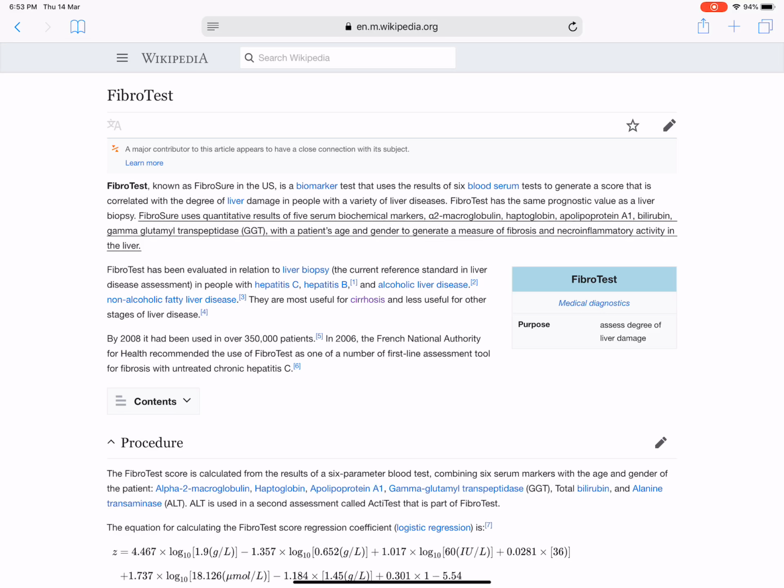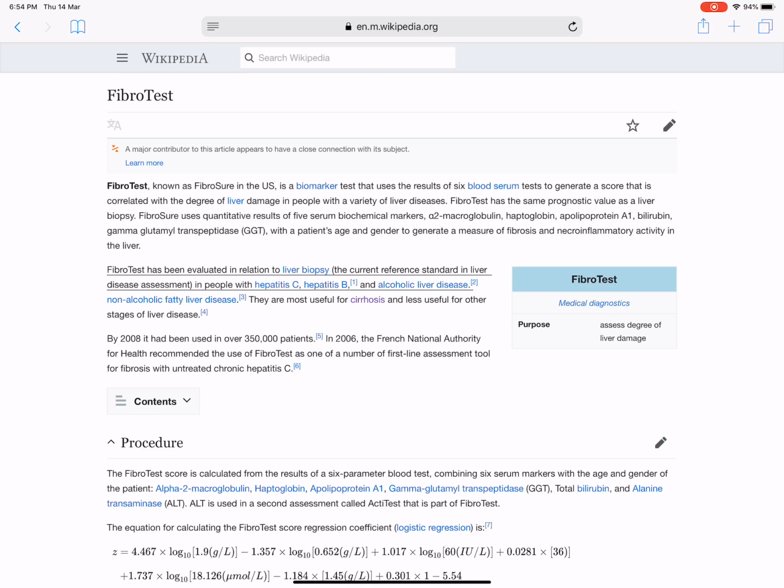FibroSure uses quantitative results of 5 serum biochemical markers: alpha-2 macroglobulin, haptoglobin, apolipoprotein A1, bilirubin, and gamma-glutamyltranspeptidase (GGT), with the patient's age and gender to generate a measure of fibrosis and necroinflammatory activity in the liver. FibroTest medical diagnostics purpose: assess degree of liver damage.